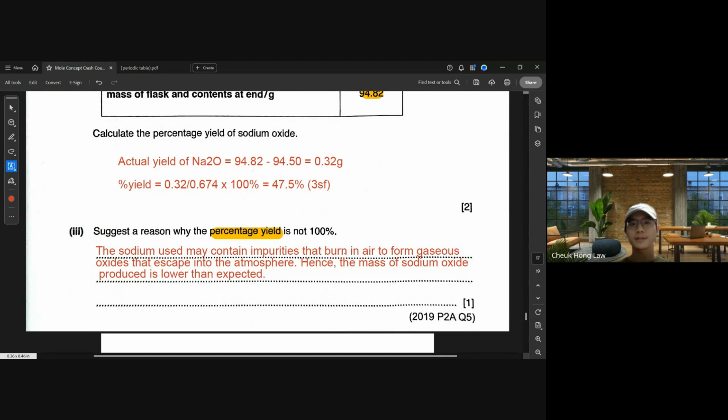So the sodium used may contain impurities, and these impurities will burn in air, or react with the oxygen in the air to form gaseous oxides. Okay, then because they are gaseous oxides, they will escape into the atmosphere. That's why the mass of sodium oxide produced is lower than expected.